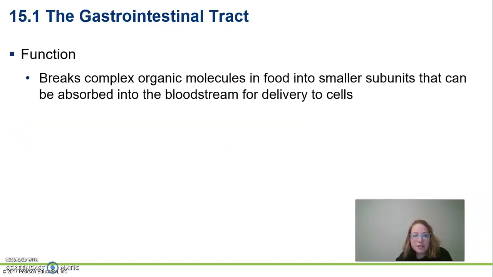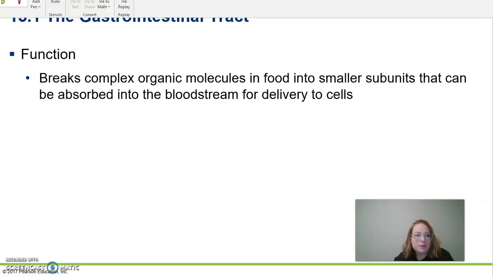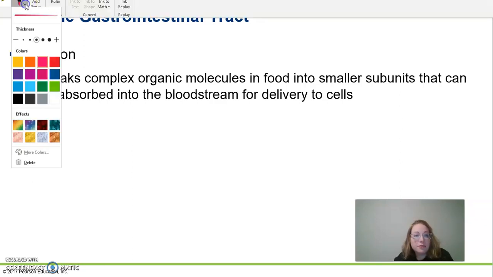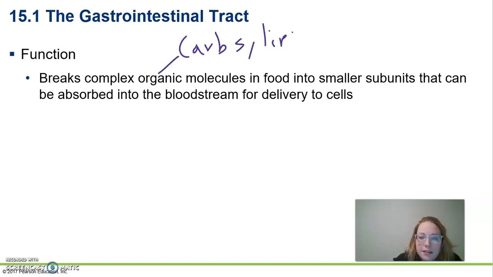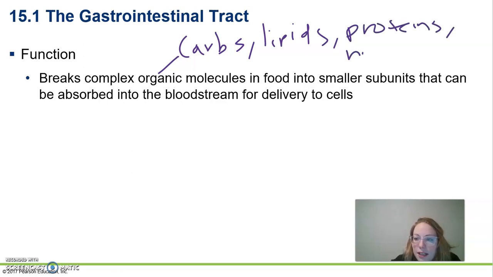Okay, so gastrointestinal tract functions. We break down food into smaller pieces that can be absorbed into the bloodstream. So this is a good point for review of organic molecules. There are 4 types: carbohydrates or sugar, lipids or fats, proteins, and nucleic acids, the DNA, RNA.